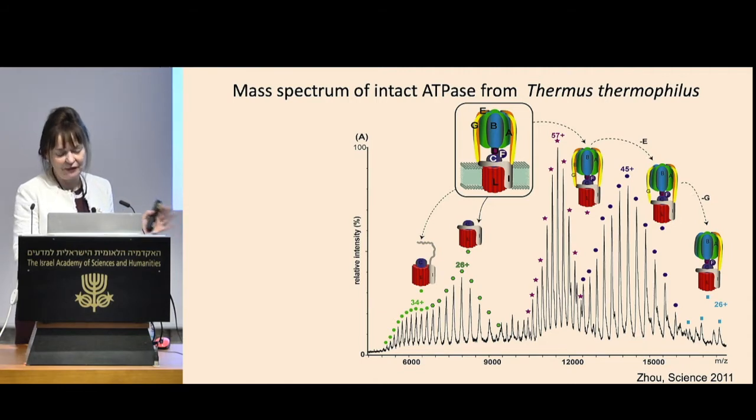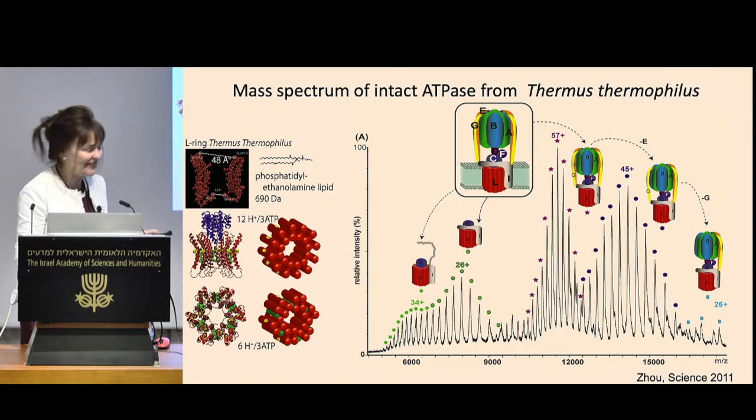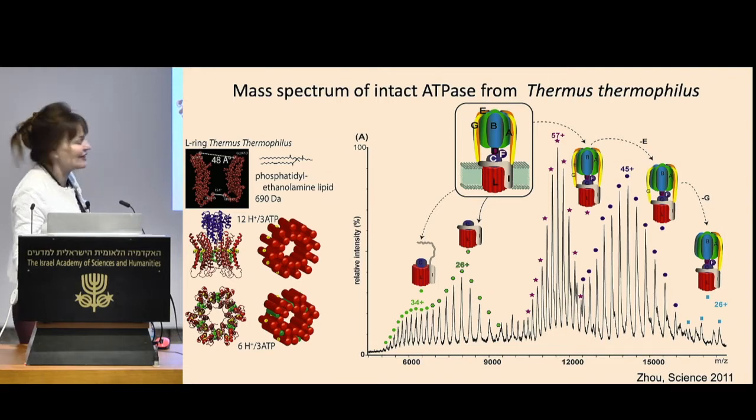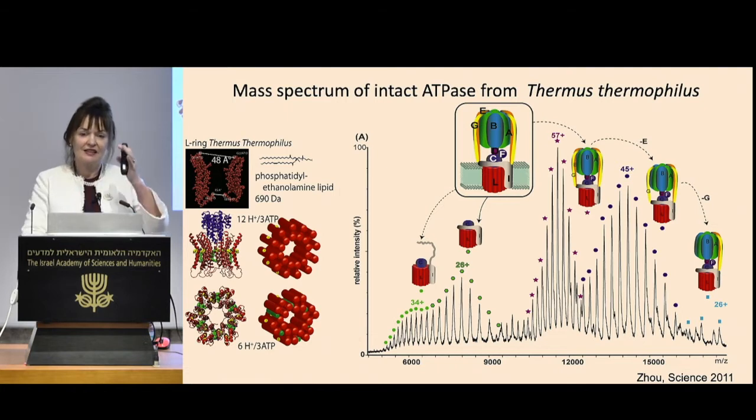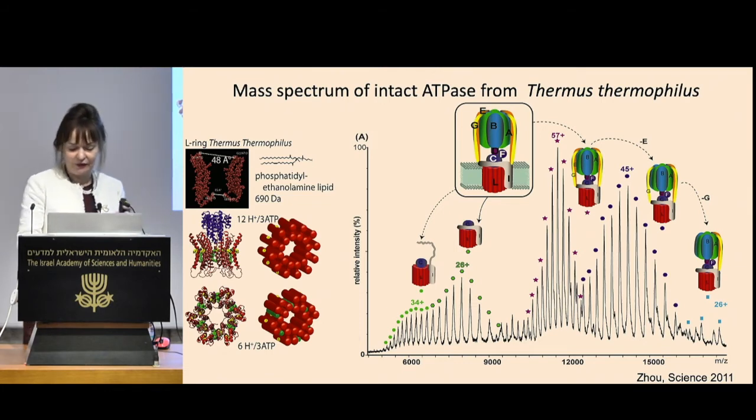This took a long time to assign, but eventually we finished with that, and we came up with a model whereby we actually had 12 subunits, but in the presence of lipids, we know we have 6 lipids, which we think actually changes the conformation of this ring, taking it from proton pumping to ATP synthase. There's only one ATPase in Thermus thermophilus.